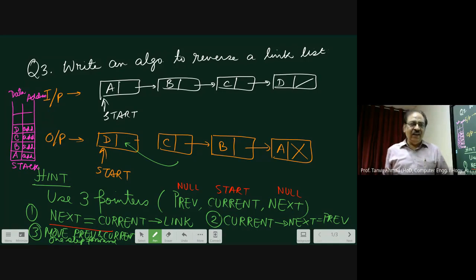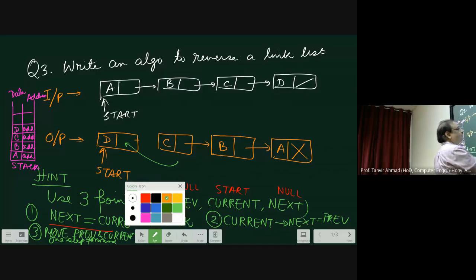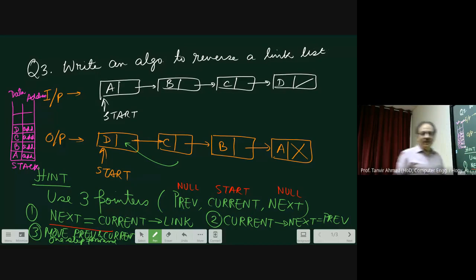Once I get null, I start popping out. Then I will get D with the address, put it over there, create a linked list. Then pop C, insert at end. Again pop B, insert at end. Pop A, insert at end. And I will get something like this. Do you agree with me? Or is there a better solution for this?